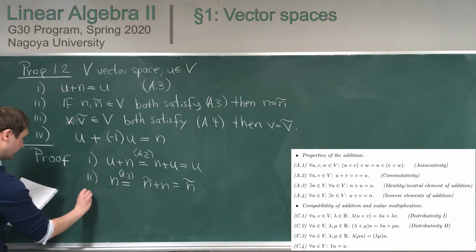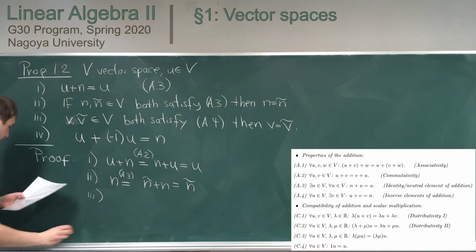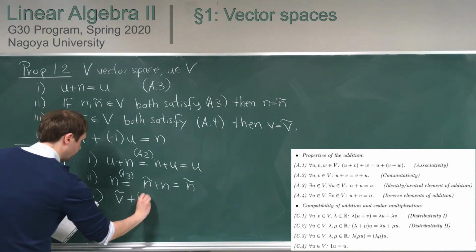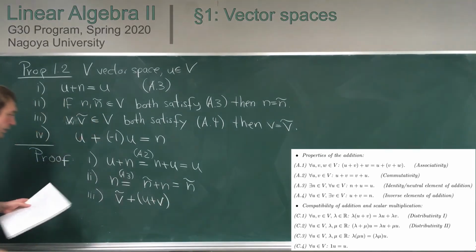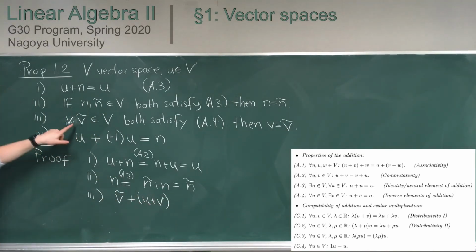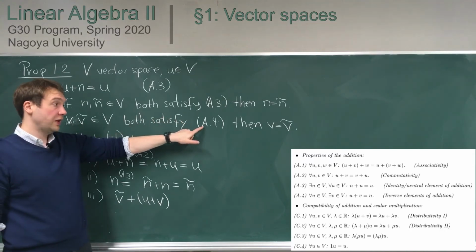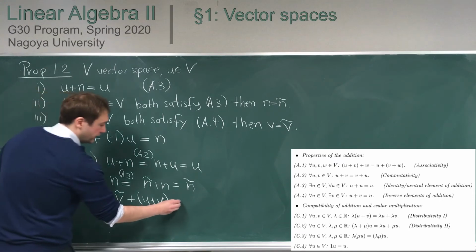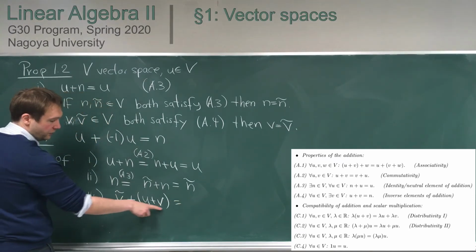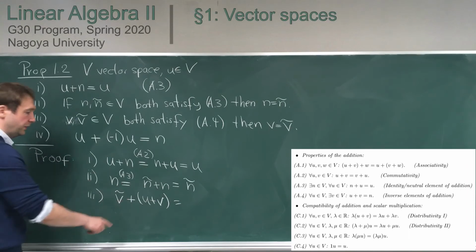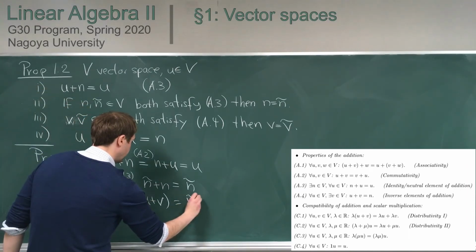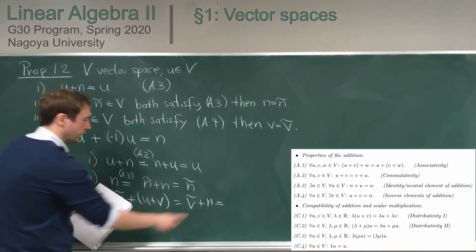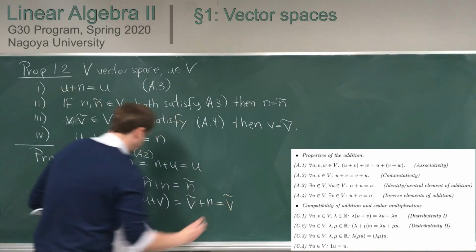And the third, so we consider v tilde plus u plus v. So v tilde and v are now both elements satisfying the condition A4, meaning they are both the inverse of u. So this means if v is the inverse of u, then u plus v is just n. So this is v tilde plus n. And because n is the identity element, this is just v tilde.